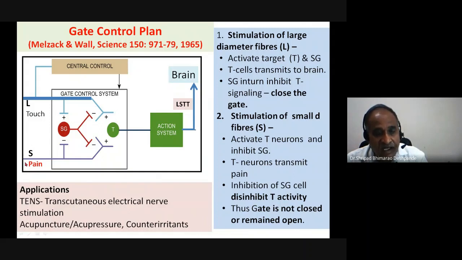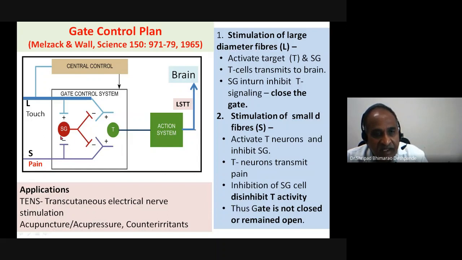They are small diameter fibers, either A delta fiber or C fiber. When they come here, they would first reach the target cell, that is a WDR, or the projecting neuron, that would send impulses to the brain for the epicritic component of the pain. That's understanding the location and the attributes of the pain.